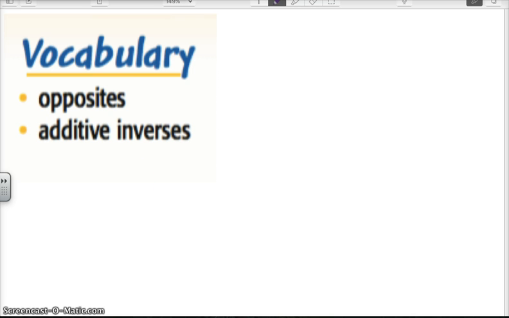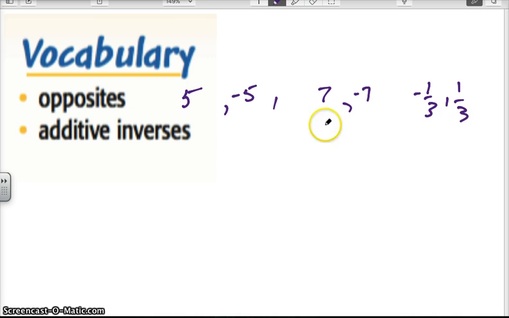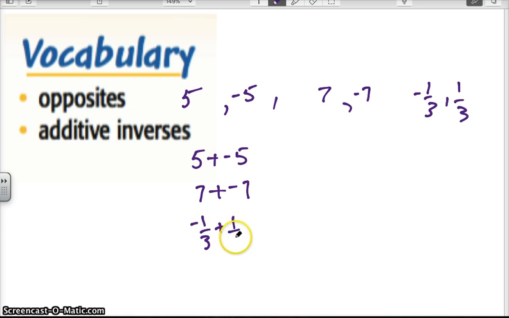So today in our vocabulary, we're going to talk about opposites in terms of numbers, and we're going to talk about additive inverses. And thankfully for us, they're both the same. So every number has an opposite. The opposite of 5 is negative 5. The opposite of, let's say, 7 is negative 7. Of course, the opposite of negative 1/3 is a positive 1/3. And the beauty of these guys is that when you add them together, 5 plus a negative 5, or 7 plus a negative 7, and negative 1/3 plus 1/3, you get 0 in each case. So opposites, numbers that are opposite of one another, are also additive inverses.